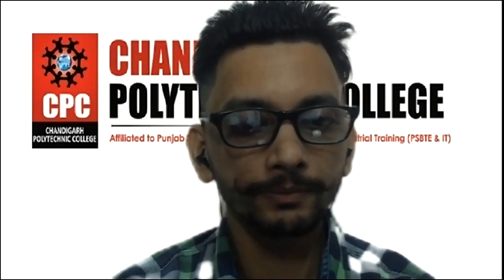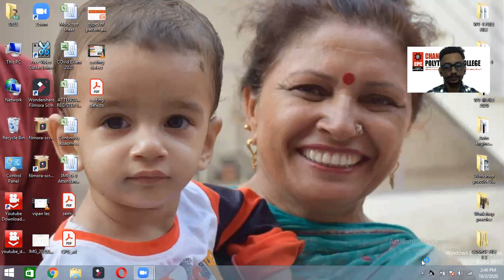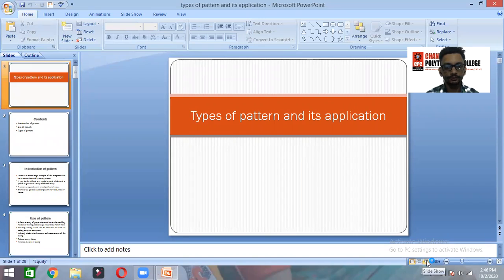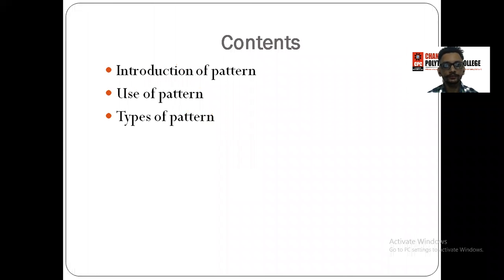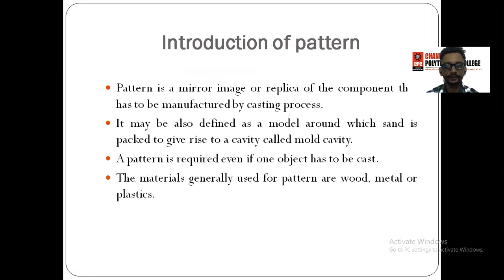So now I am presenting a presentation on types of pattern and its application. Here is a presentation which is based on types of pattern and its application. In the first slide, we have the contents: introduction of pattern, use of pattern, and types of pattern. The first slide, the introduction of pattern, describes the introduction of patterns.